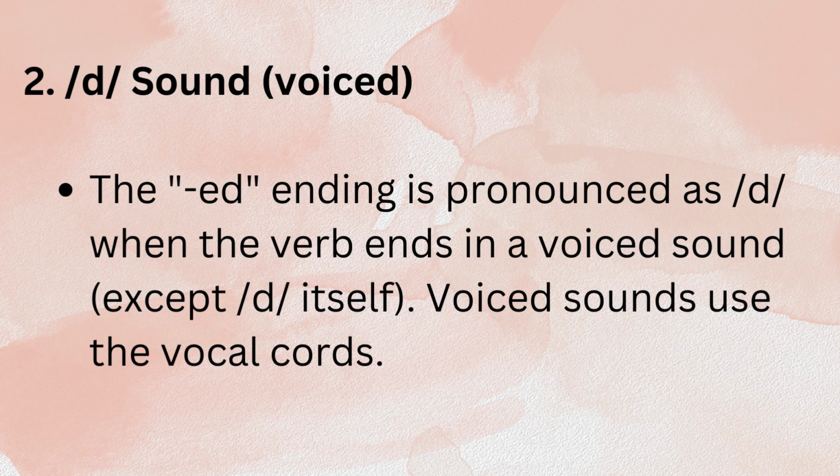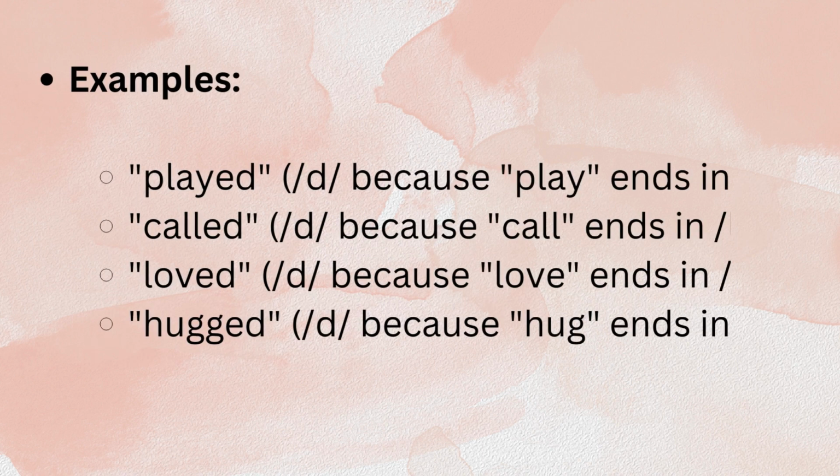Number 2, D sound, voiced. The ed ending is pronounced as D when the verb ends in a voiced sound except D itself. Voiced sounds use the vocal cords. Examples: played, D because play ends in EI. Called, D because call ends in L. Loved, D because love ends in V. Hugged, D because hug ends in G.